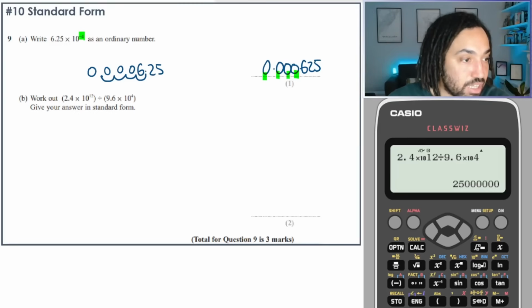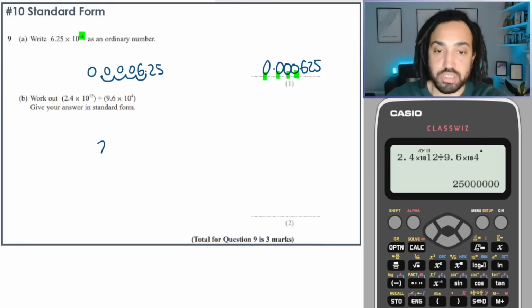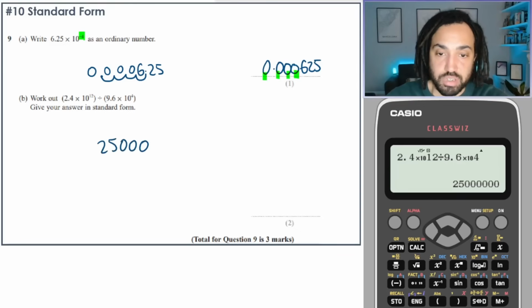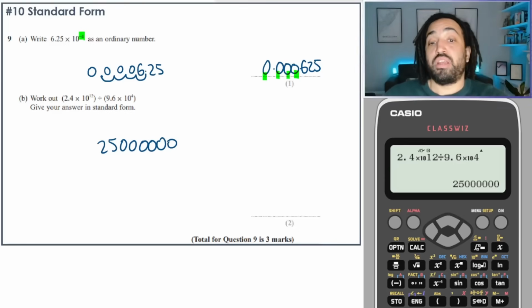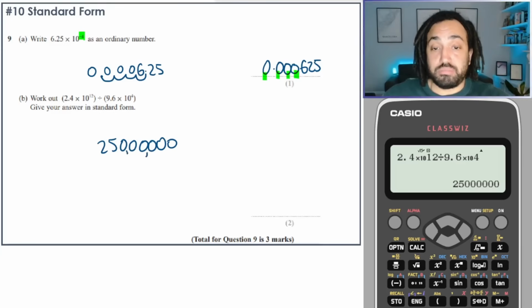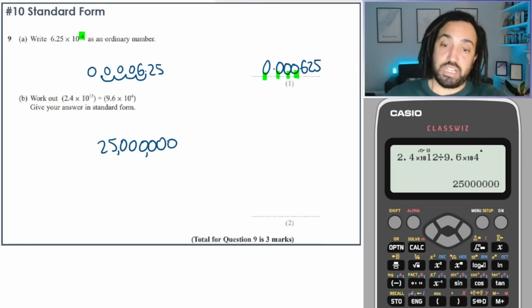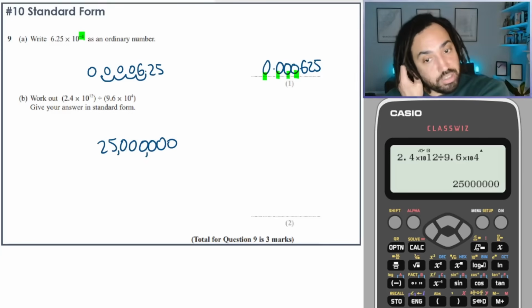I need to check there. It looks to me like there are 6 zeros. 1, 2, 3, 4, 5, 6. Hopefully my eyesight is right. I'm going to go with that. Okay, so what is that? That's 25 million.